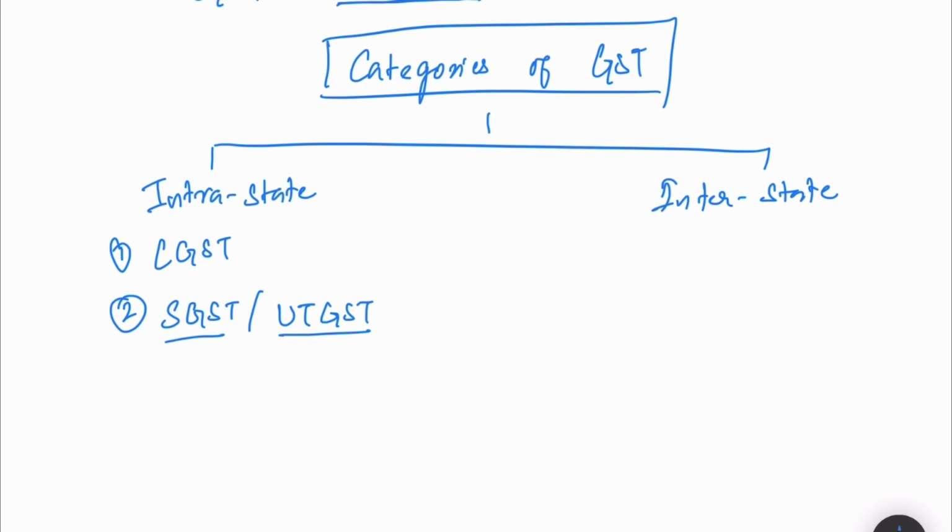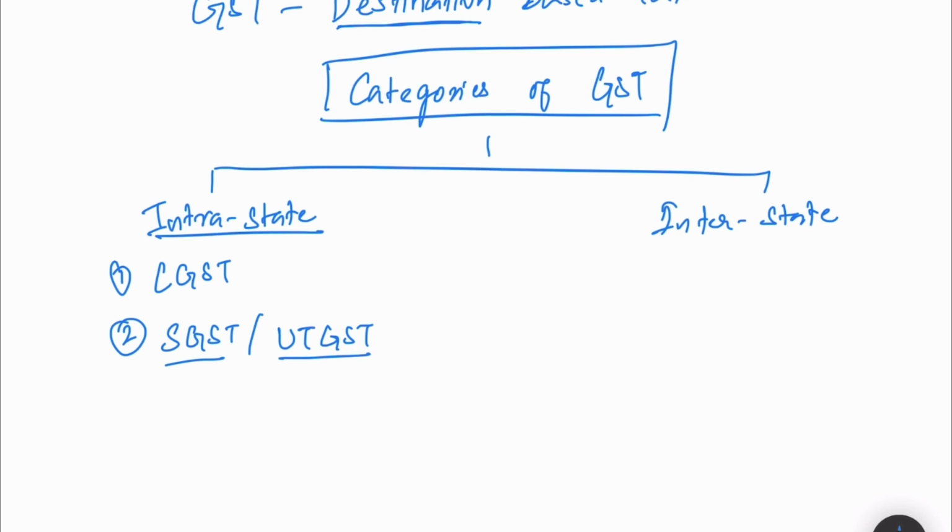If the particular local government is a Union Territory like Pondicherry or Delhi, then you have to use UTGST in the place of SGST. Okay, under intrastate transaction, the GST inputs and GST outputs have to be recorded in two different accounts. That is, half of the GST is CGST and the remaining half is SGST. For example, if it is 12%, 6% CGST, 6% SGST or UTGST.